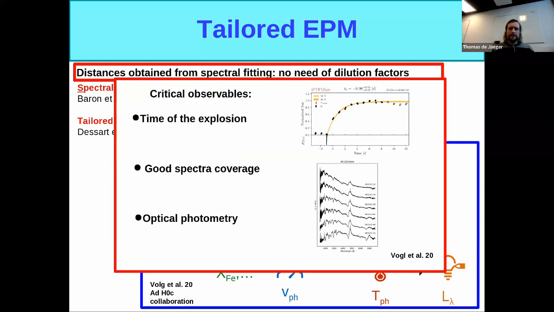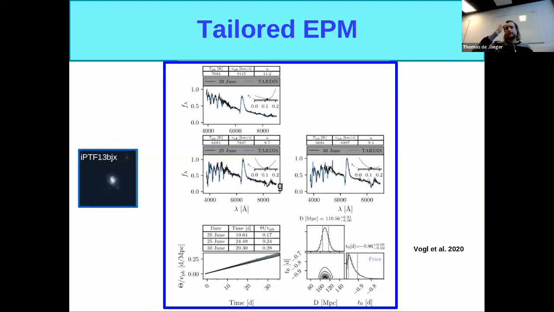You need some critical observations for this. You need a good time of explosion, so plus or minus 2 days of uncertainty, because if you have more uncertainty in the time of explosion, you will have larger uncertainty in the distance, like maybe 10 to 15% or more. You need a good spectral coverage. You need at least 3 to 5 spectra, which is generally difficult to obtain. And you also need optical photometry, because you need to flux calibrate your spectra. But then when you have everything, you can apply the method.